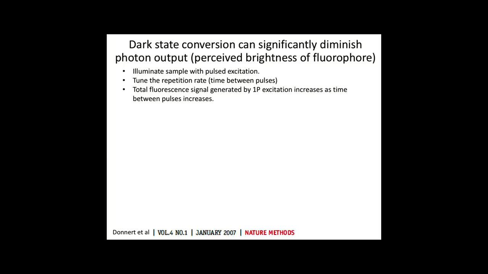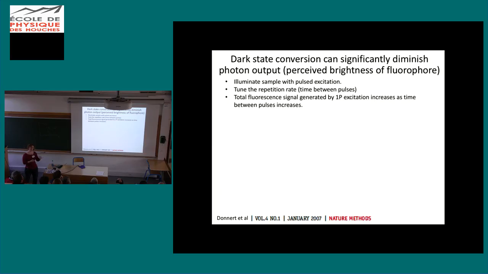Okay. So why is dark state conversion, why is this process of blinking a problem? We saw last night a really beautiful and scary example of why blinking is a problem for PALM, for super resolution imaging, and that it can lead to over-clustering. But why is it a problem if you're doing wide field imaging or typical live cell imaging? So the problem is that the dark state conversion diminishes your photon output.